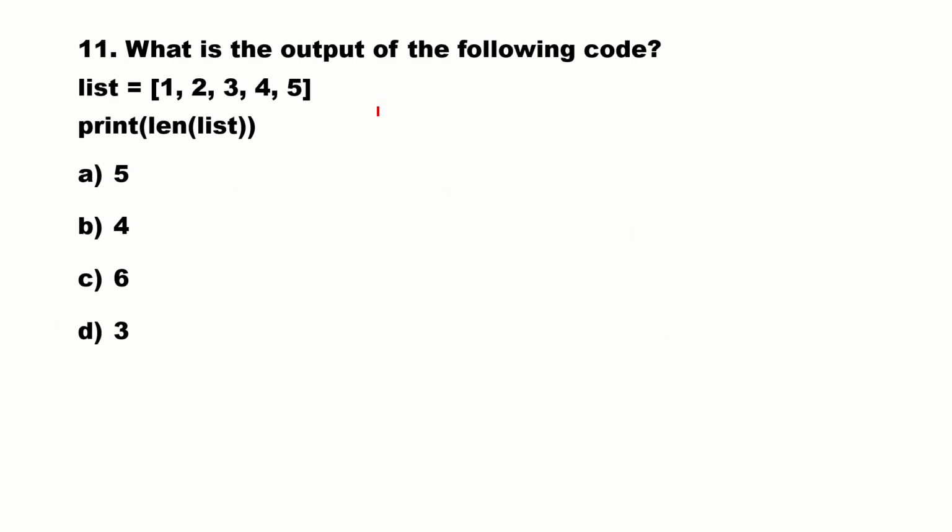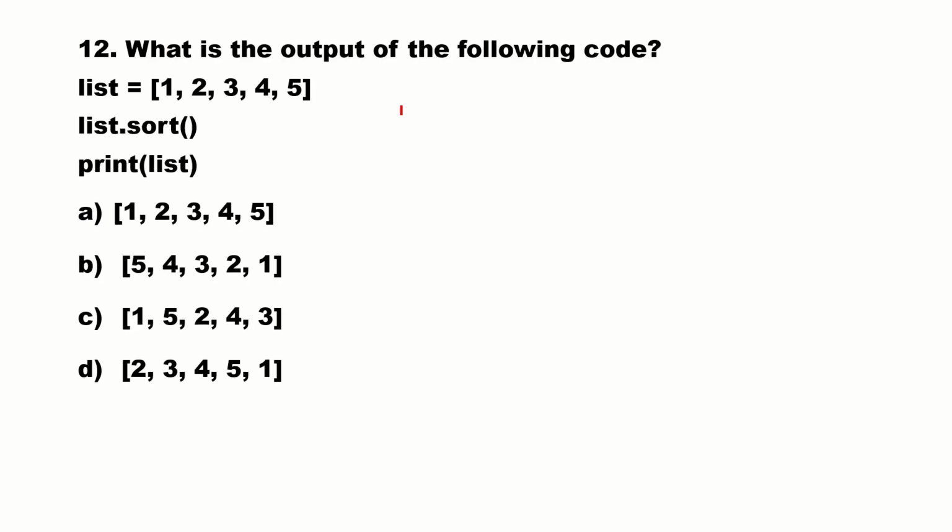What is the output of the following code? Here, which method is given? len. What does the function len do? It means the len function returns the length of its argument. See, it will return the number of elements in the passed list. How many elements are there? 5. So it will return 5.